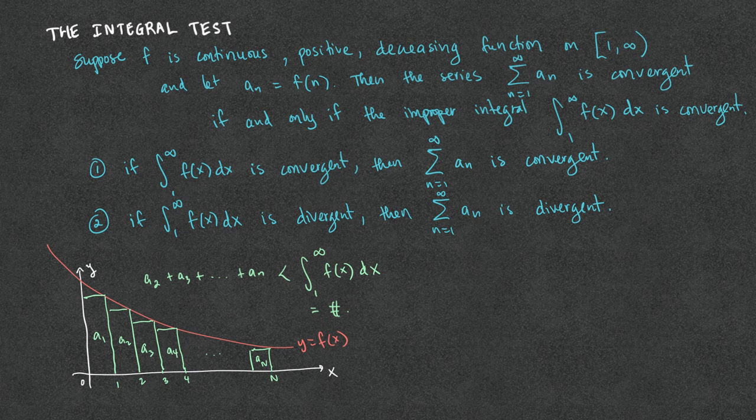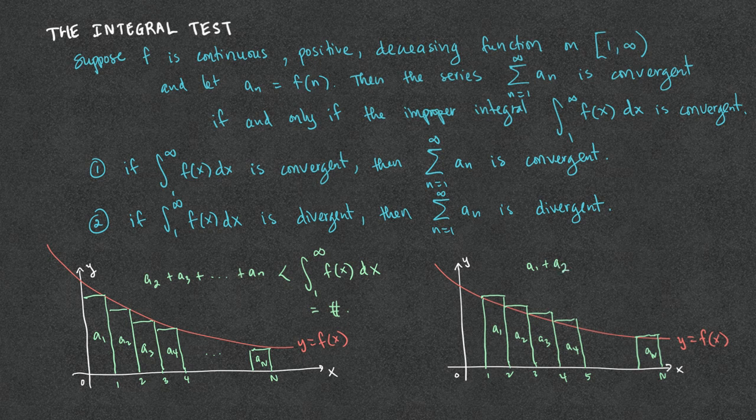If the integral is divergent, then we represent the terms above the continuous function f of x. The sum a sub 1 all the way to a sub n is more than the integral, but the integral is either infinity or it is not a finite number, then the sum is also infinity or not a finite number. Therefore, the series diverges as well.